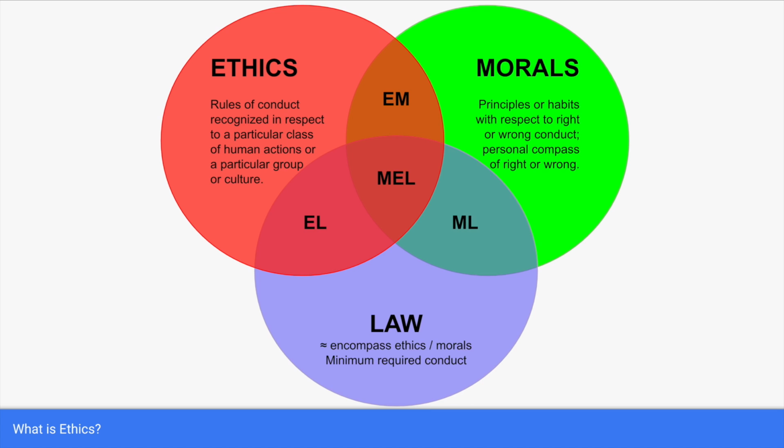Ethics may be defined as the rules of conduct recognized in respect to a particular class of human actions or a particular group or culture. Some think of ethics as being the collective moral principles of a group that guide the group's conduct or behavior. Ethics are not precisely measurable.